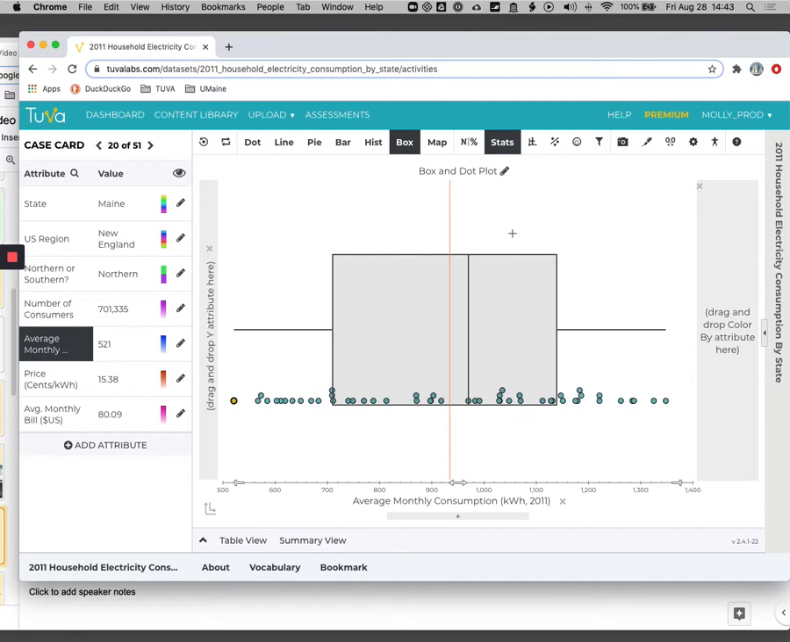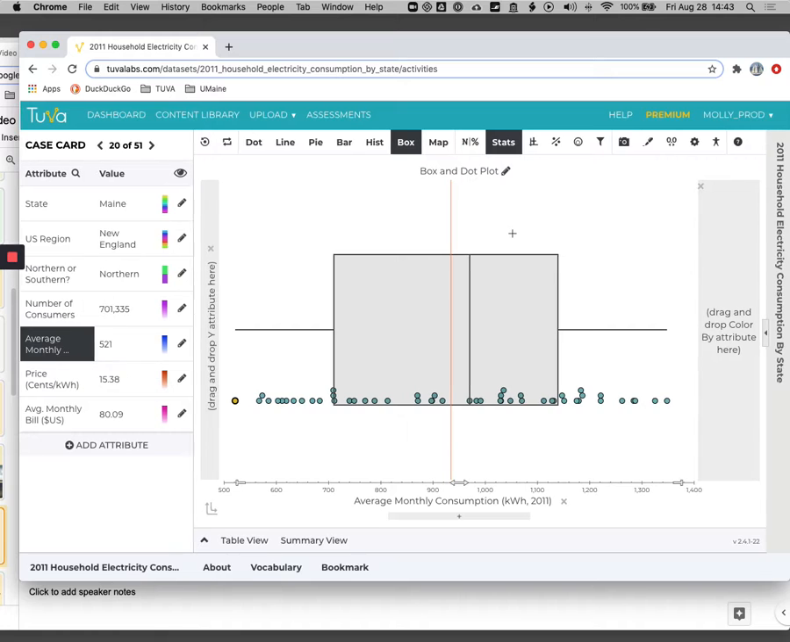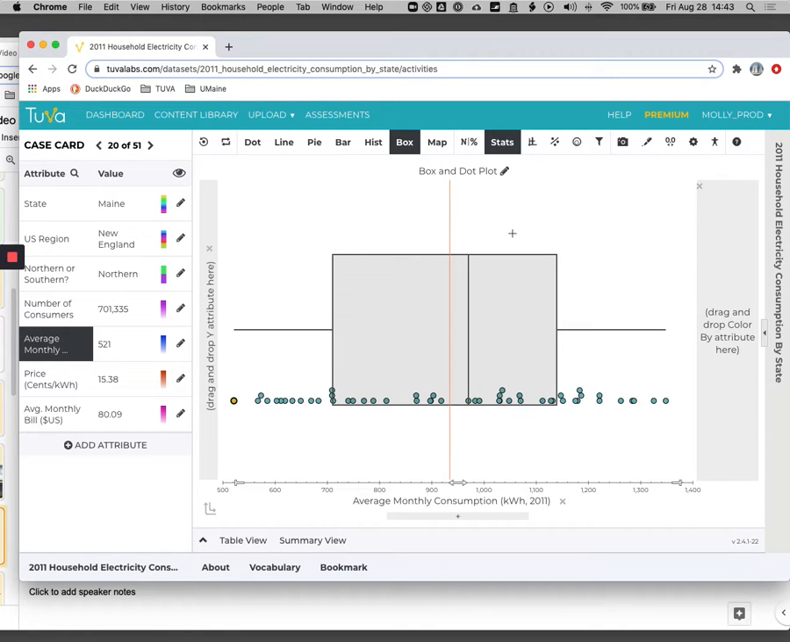And that's a pretty good way, informally, to decide what's typical. What's typical monthly electricity use for households in different US states? Notice that the middle line here is the median, not the mean. So the median is the middle data point.